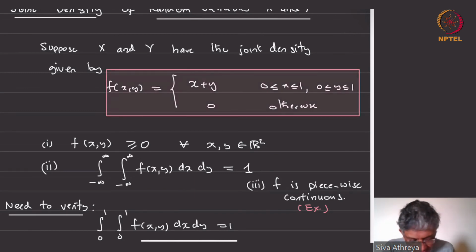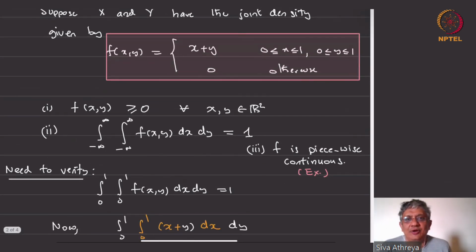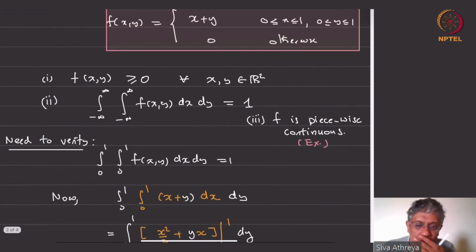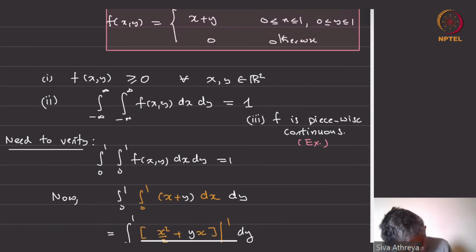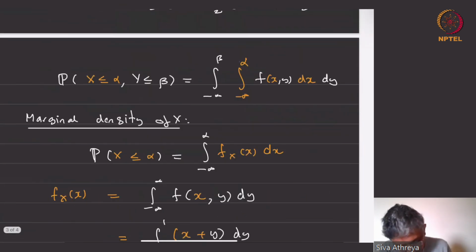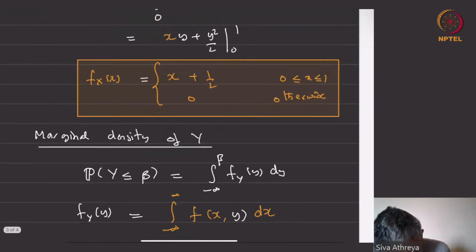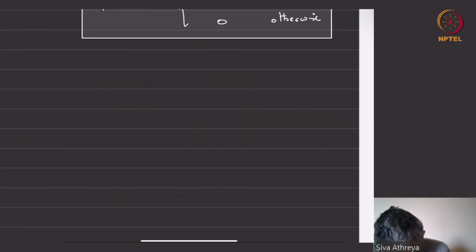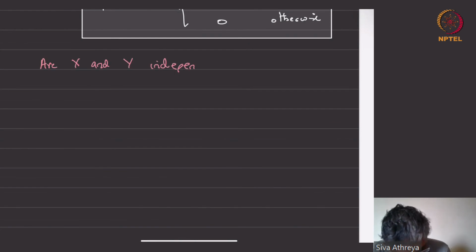So one may ask if x and y are independent or not, because they seem to have some dependency. Let's see. So independence means what? Are x and y independent? This can be done in many ways.